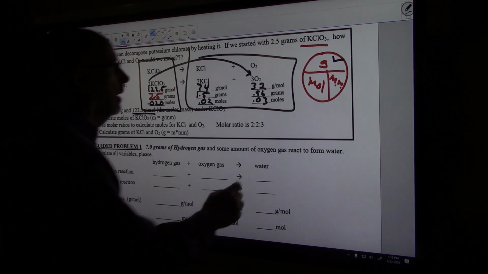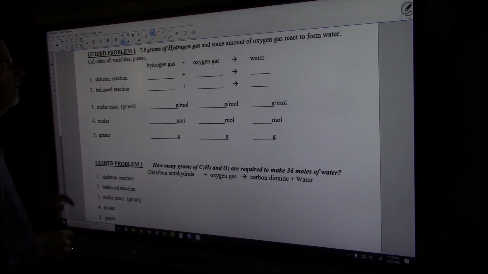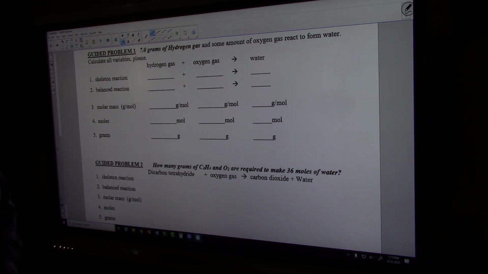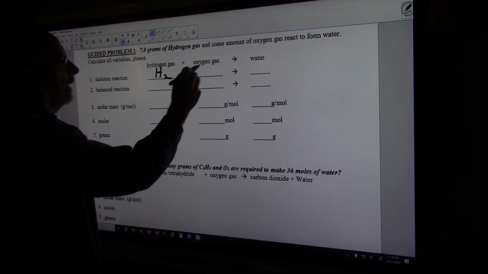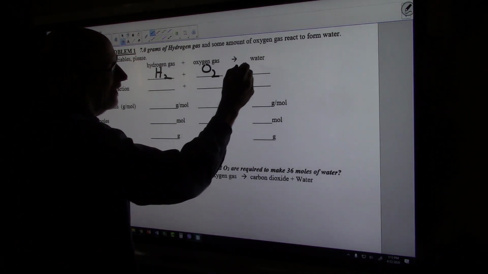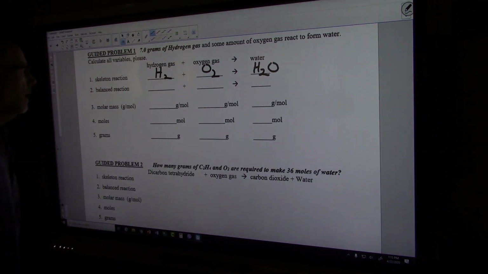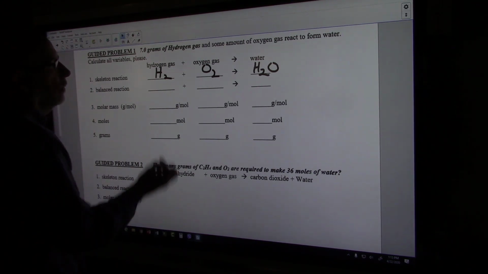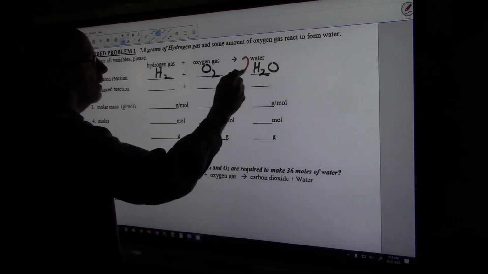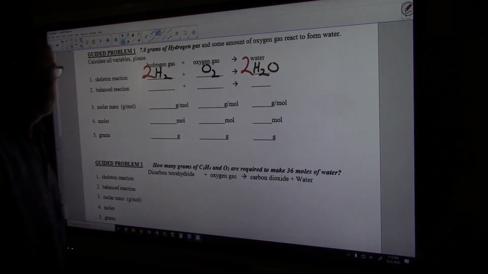Let's go and do another problem down here, the next problem. Okay, 7 grams of hydrogen gas and some amount of oxygen gas react to form water. All right, skeleton reaction. Hydrogen gas all by itself, H2. Oxygen is O2. Water, you can write it as H-OH or H2O. And the balanced reaction is, I'll just balance it right here in my red pen. 2 H's, 2 H's, 2 O's, 1 O. I need a 2 here. I need a 2 there. It's a 2 to 1 to 2 mole to mole to mole ratio.